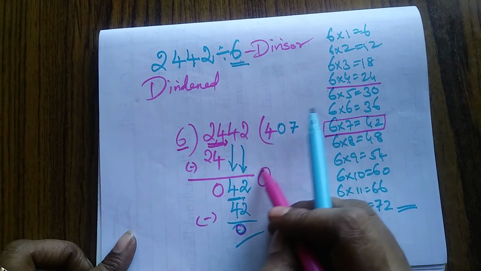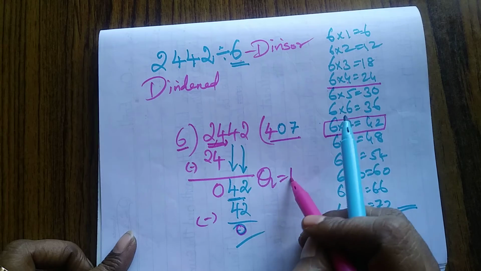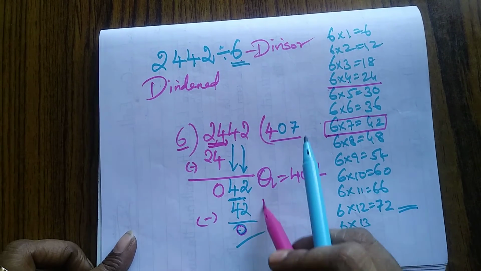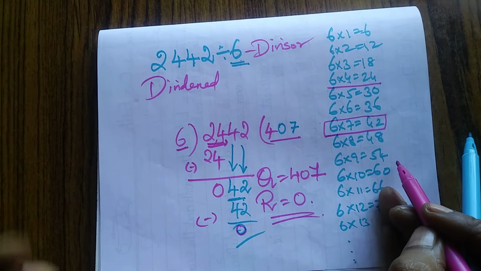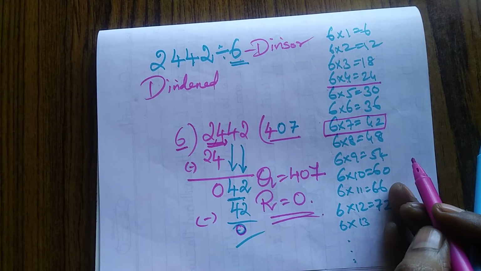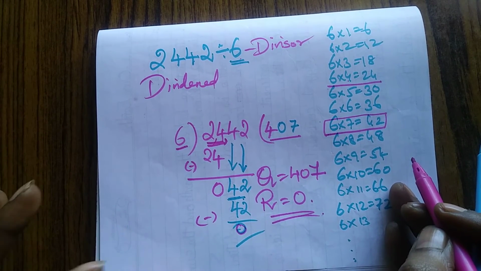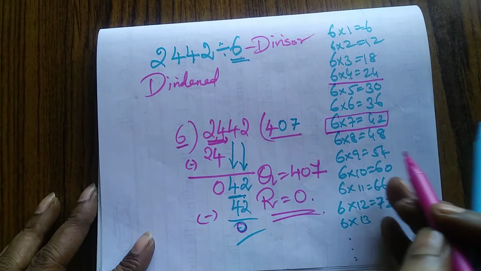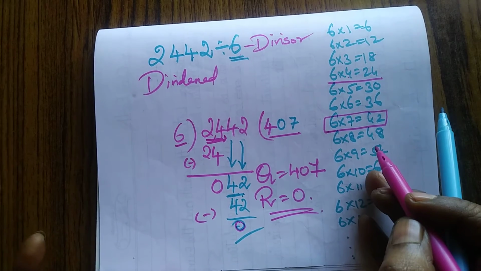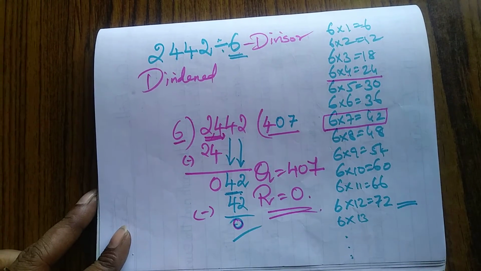So again, what is the quotient here? The quotient is nothing but 407 and the remainder is again 0. So I got 0 again. I told you we cannot always expect the remainder to be 0. So finally, shall we try one more sum, my dear children, so that I can get a remainder? Okay, shall we try now?